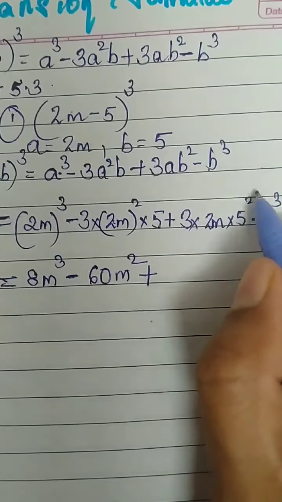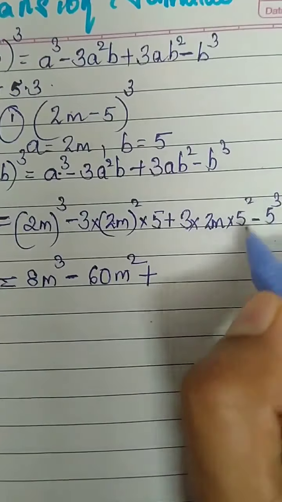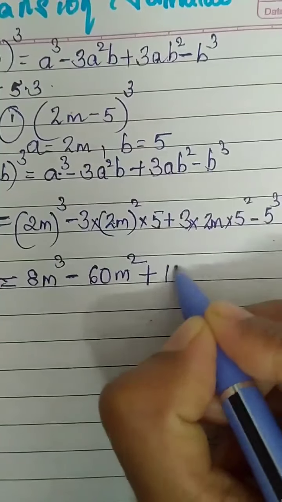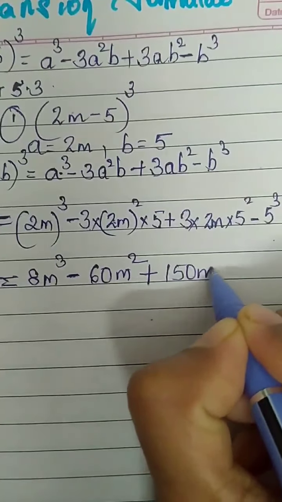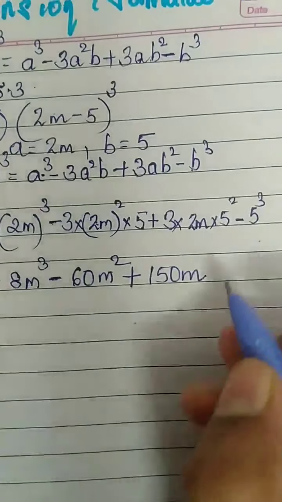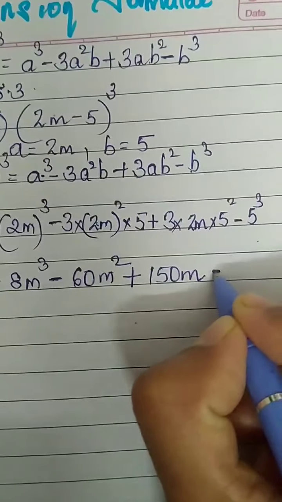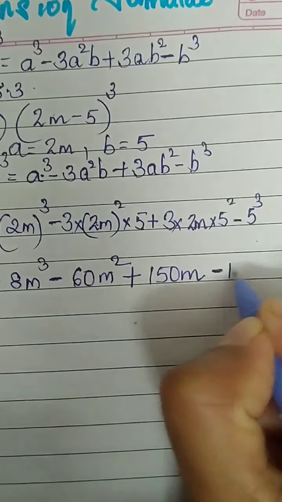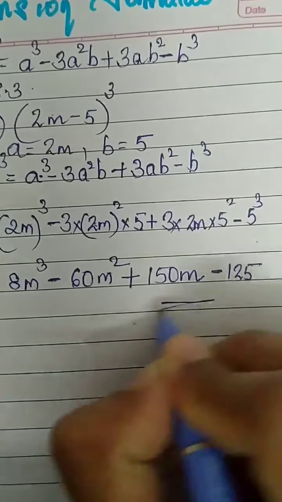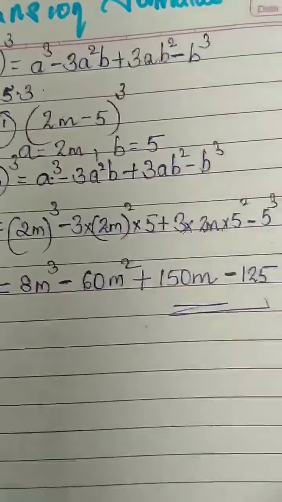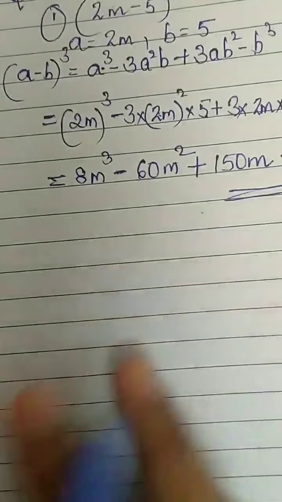Now here 5 square is 25. 25 twos are 50. 50 into 3 is 150, 150m. Then we have minus 5 into 5 into 5 is 125. First answer ready. Now we move on to the second sum.